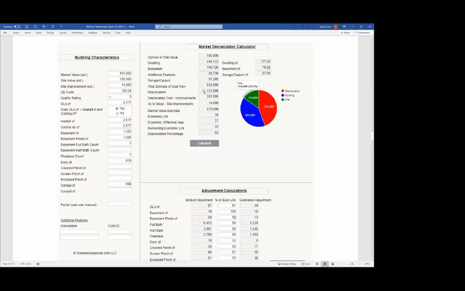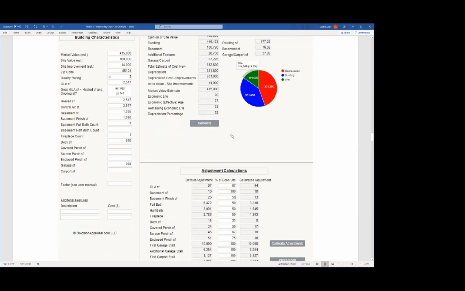And that 332 is 53% of cost. So the market's paying 47% of cost, right? Economic life is 70 because it's a Q3. Effective age is 37. Effective age, again, all we have to do is division there. This depreciation number divided by this total estimate of cost new times 70 years is 37. That's a percentage of 70, okay? And here it is in a little pie chart.